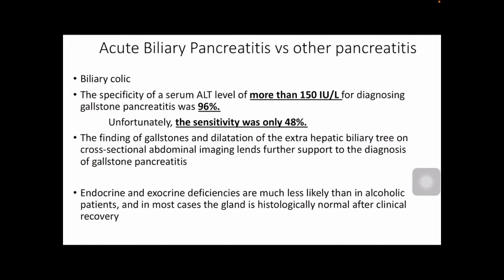So how do you diagnose acute biliary pancreatitis, and how do you differentiate it from other pancreatitis, is very important. So the first thing is the patient will typically have a history of biliary colic. What is biliary colic? It's a constant right upper quadrant pain, which radiates to the inferior angle of the scapula or the right shoulder, and it's exaggerated by a fatty meal. Okay. And usually it lasts for only 4 to 6 hours. If it lasts for more than 4 to 6 hours, biliary colic becomes acute cholecystitis.